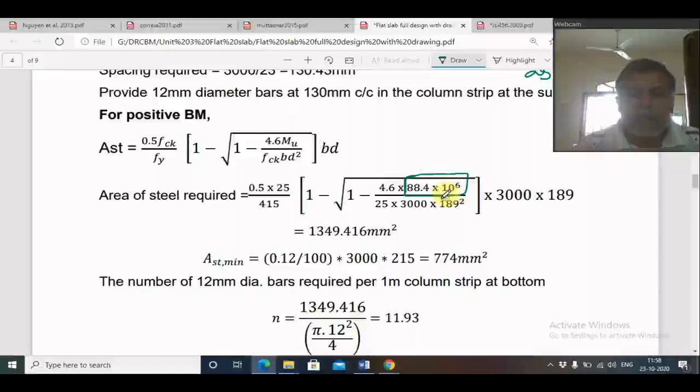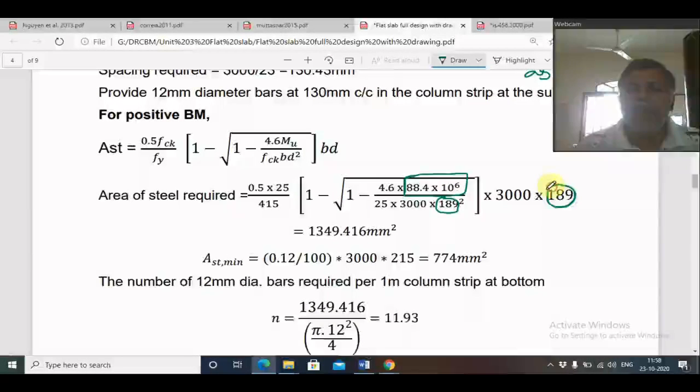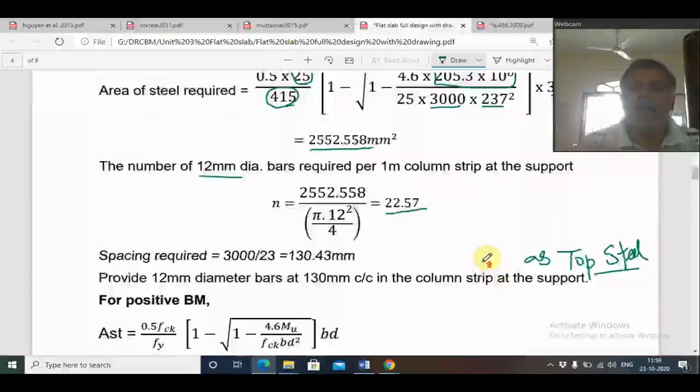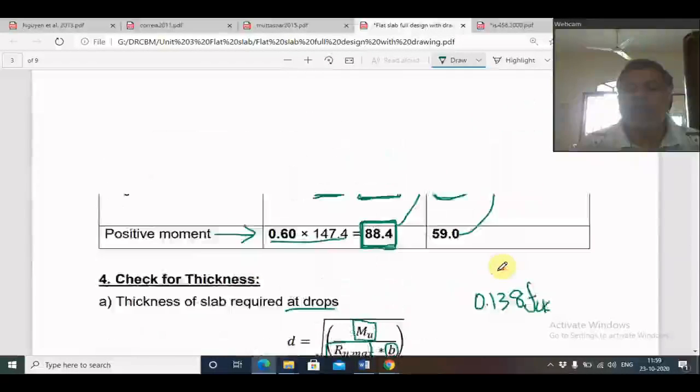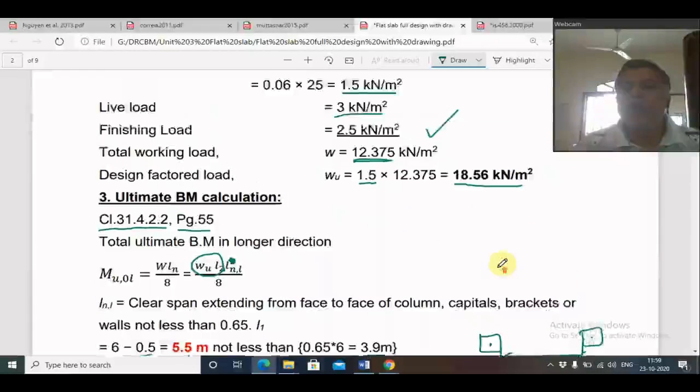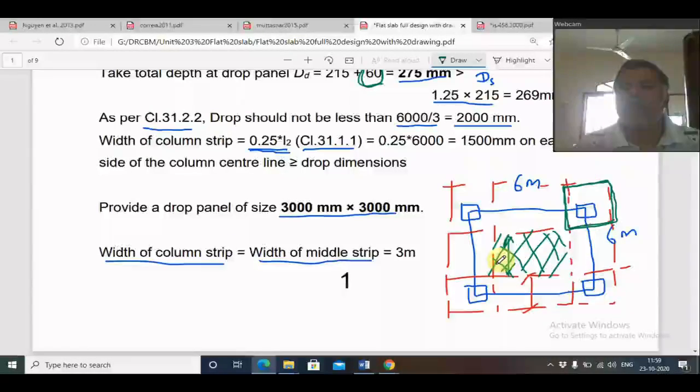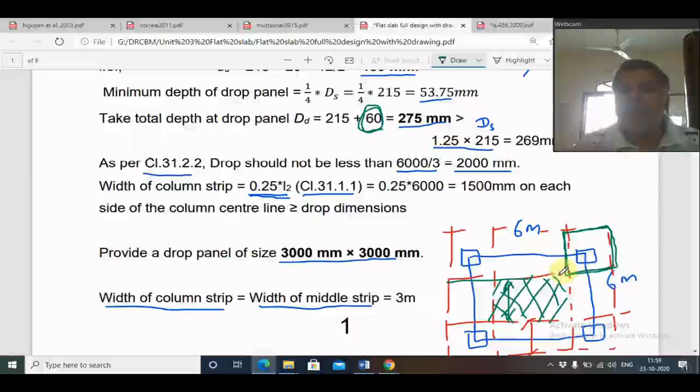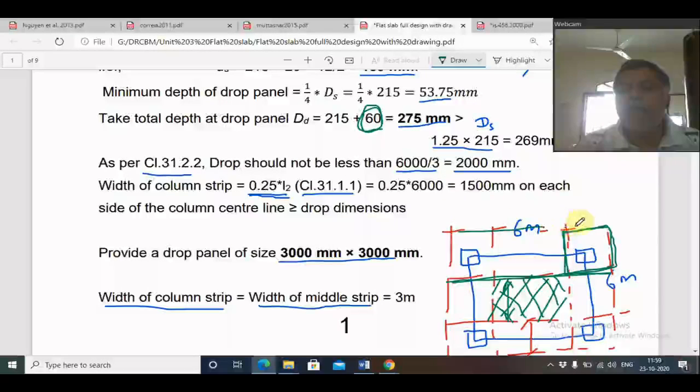Again, there is a small change. Why have I changed the effective depth value here? Any guess? So we are talking about the positive bending moment in the column strip. Let me show in the plan view. We have a column strip. This is the column strip.